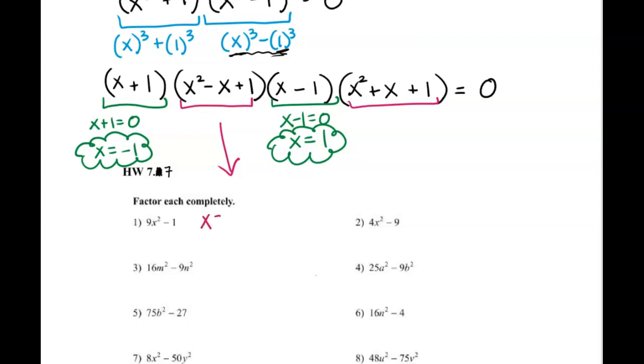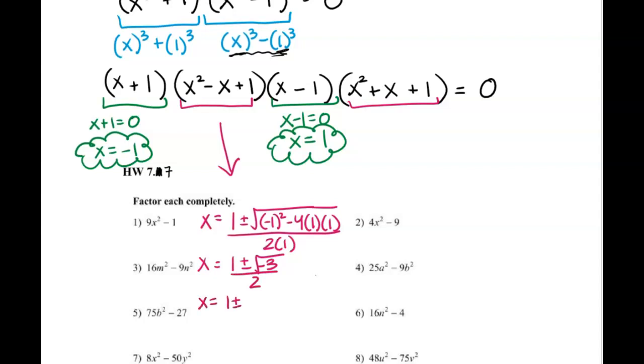So we have x equals negative b, so a negative negative 1, which is 1, plus or minus the square root of b squared, so negative 1 squared, minus 4ac, or 4 times 1 times 1, all over 2 times 1. So x is 1 plus or minus, this is 1 minus 4, so square root of negative 3 over 2.